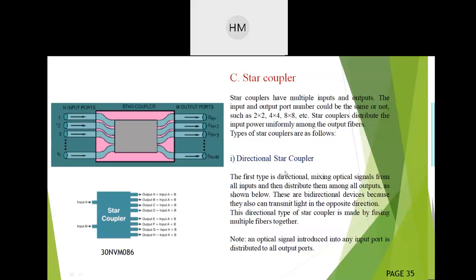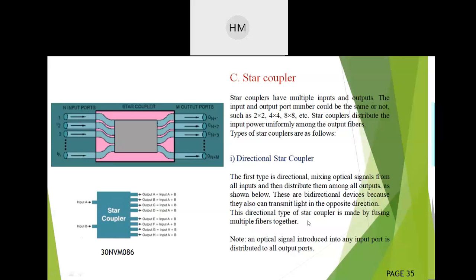Now the types of star couplers. The first is the directional star coupler, which mixes optical signals from all inputs and then distributes them among all outputs, as shown below. Input A is divided to all the outputs. Input B, again, is uniformly divided in all these outputs. It is 2:8. These are bidirectional devices because they can also transmit light in the opposite direction.